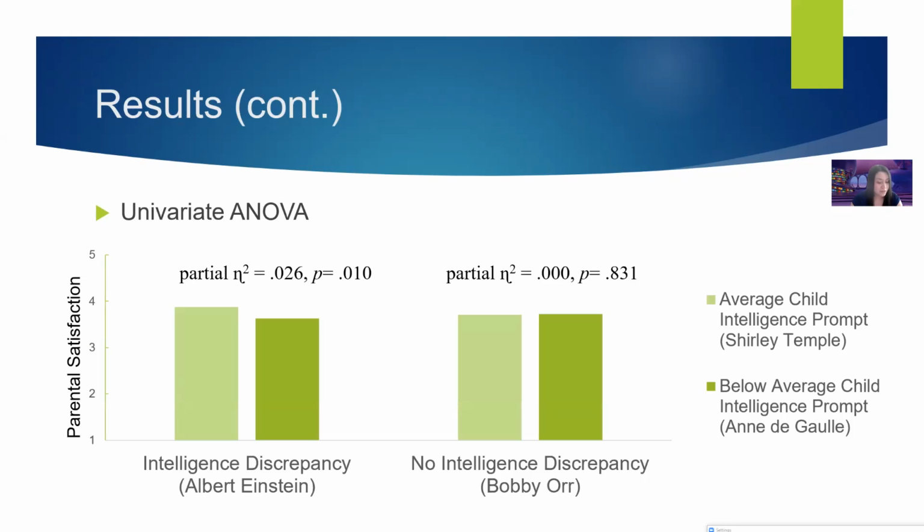And we found a significant univariate interaction between the discrepancy prime conditions and child intelligence prime on parental satisfaction, but not parent-child relationship satisfaction. So specifically, when parents were presented with the Albert Einstein prompt, they reported greater parental satisfaction after being presented with the Shirley Temple prompt than they did when they were presented with the Anne de Gaulle prompt.